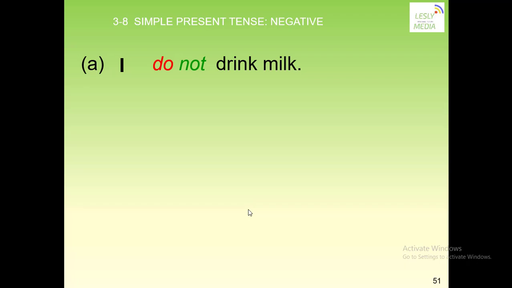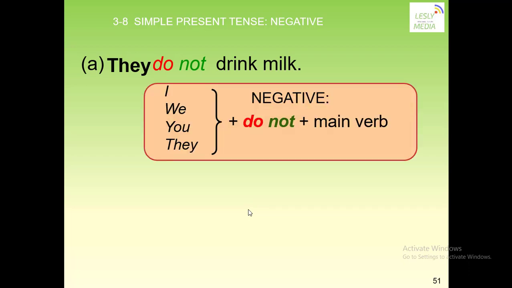Okay, right now we are just focused on making the negative sentence of simple present tense. How to do that? Just pay attention to this sentence. I do not drink milk. We do not drink milk. You do not drink milk. They do not drink milk. So I, we, you, they do not drink milk.